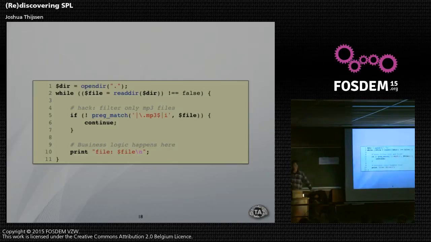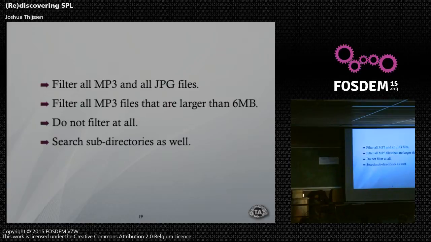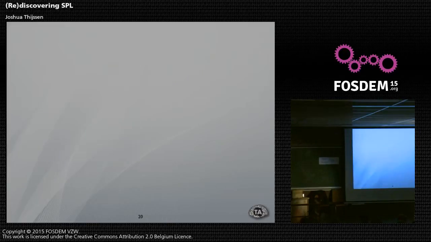Perfect, works perfectly. However, what if we want to filter out MP3 and JPEG files? What if we want to filter out MP3 files that are larger than 6 megabytes? What if we don't want to filter at all? What if we want to search subdirectories? What if we want to search multiple directories? Yeah, legacy code, anyone? So, you get if statements, you get all kinds of really weird stuff that we deal with every day.